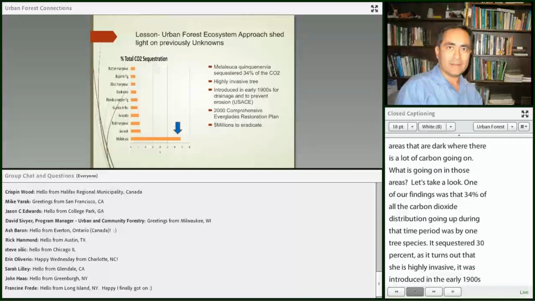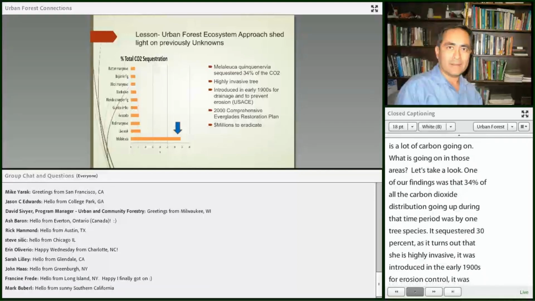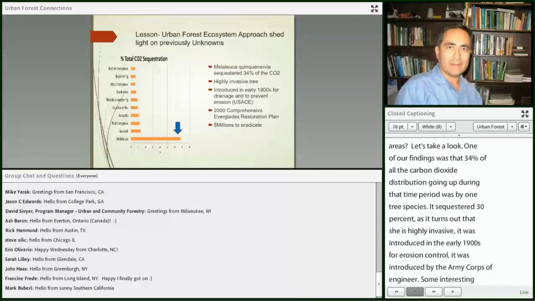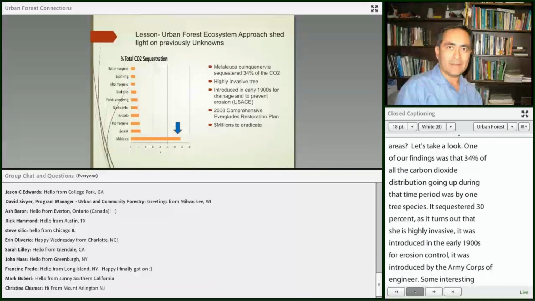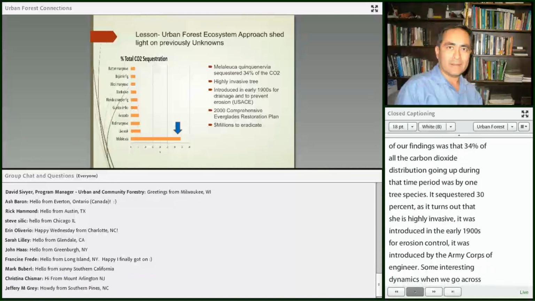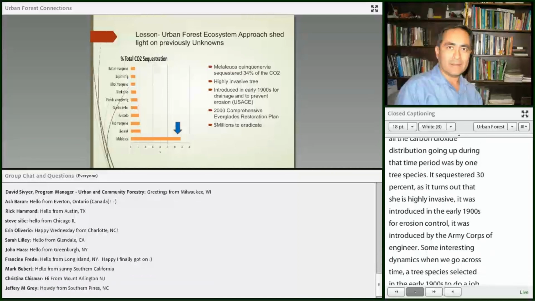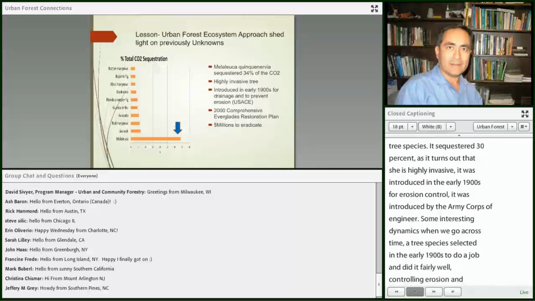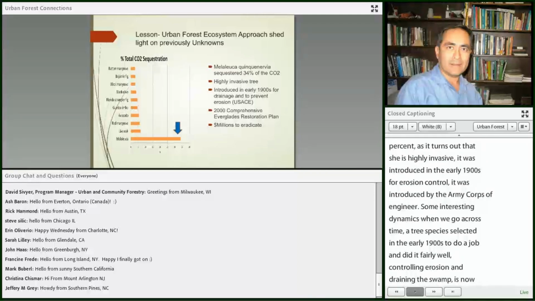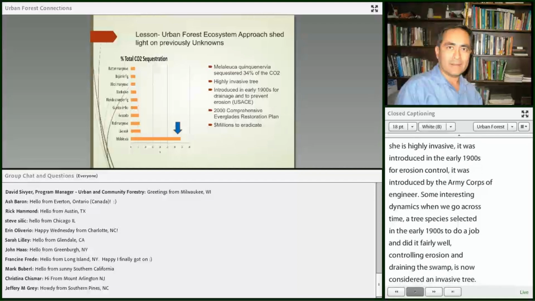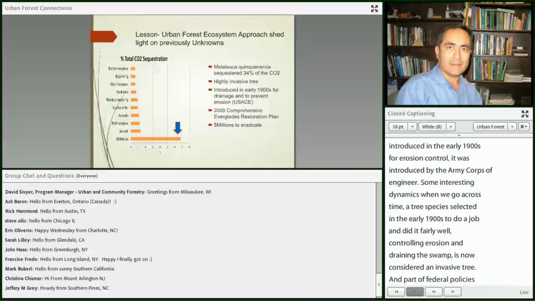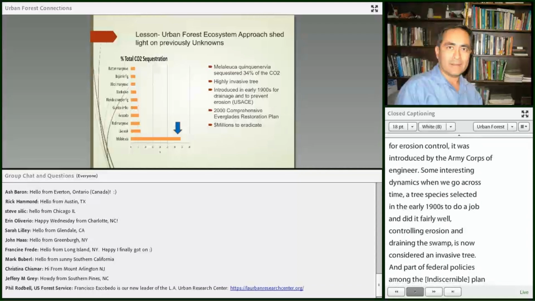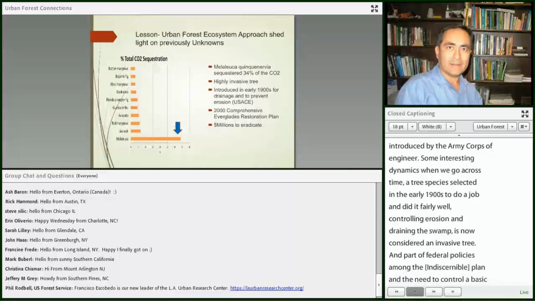So we're getting into some interesting dynamics here when we go across time, in that a tree species that was selected in the early 1900s to do a job, and it did it fairly well, of controlling erosion and draining what was then swamps, is now considered an invasive tree. And as part of several policies, among them the Everglades Restoration Plan, and the need to control invasive species, millions of dollars are being spent to eradicate this tree. So let's think about that a little bit, right?